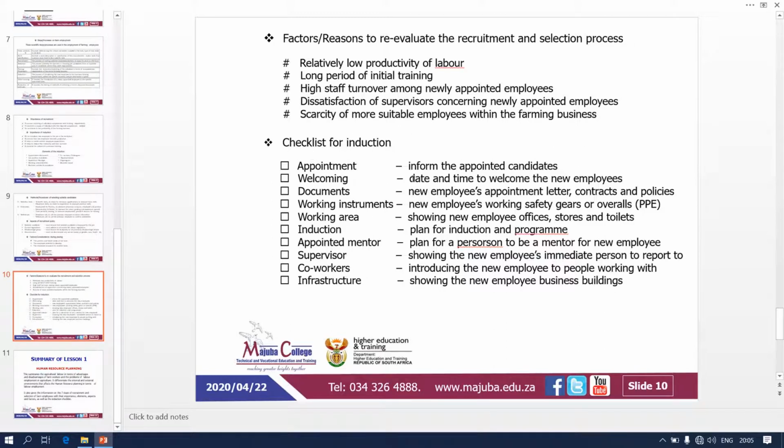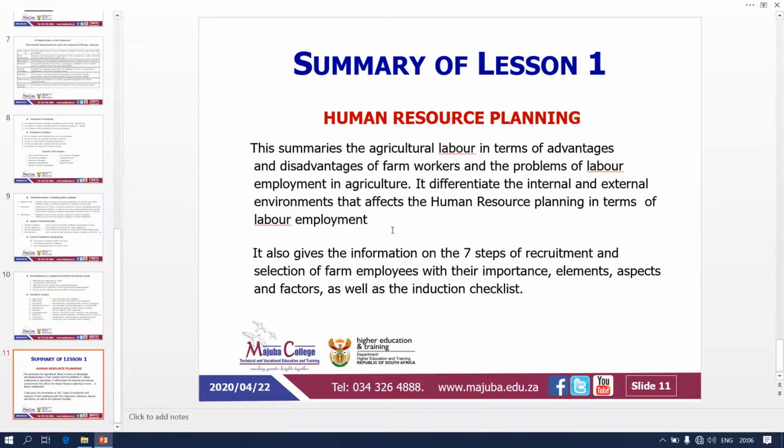This is now the checklist before the induction. So you are looking for a particular individual to come into employment. This is what you need to do. You need to plan the checklist. Appointment: are the candidates informed? When are you going to welcome them? Are the documents ready? Working instruments, working area, the induction dates and time, and the program. Who is the mentor? Who is the immediate supervisor they are going to be introduced to? The co-workers and also the infrastructure. So this is just your checklist that you need to have. Let's move to the next one.